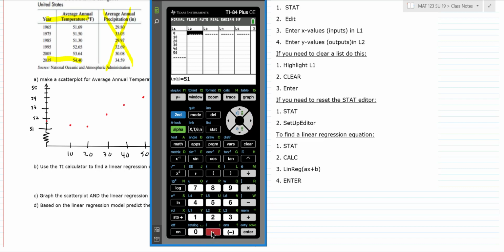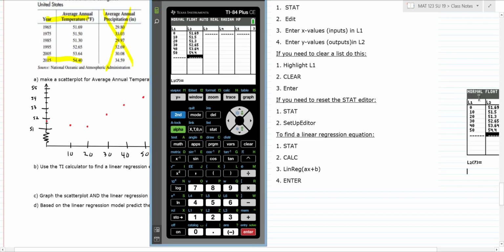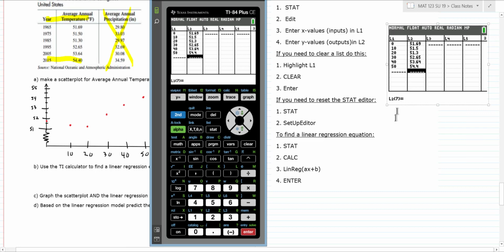So the first one is 51.69, 51.5, 51.3. You don't have to put the 3.0 in there, that's not necessary. Then 52.65 and 53.64. And the last one is 54.4. You want to make sure your data is correct when you do that. All right, so that needs to be put in like that as your data.